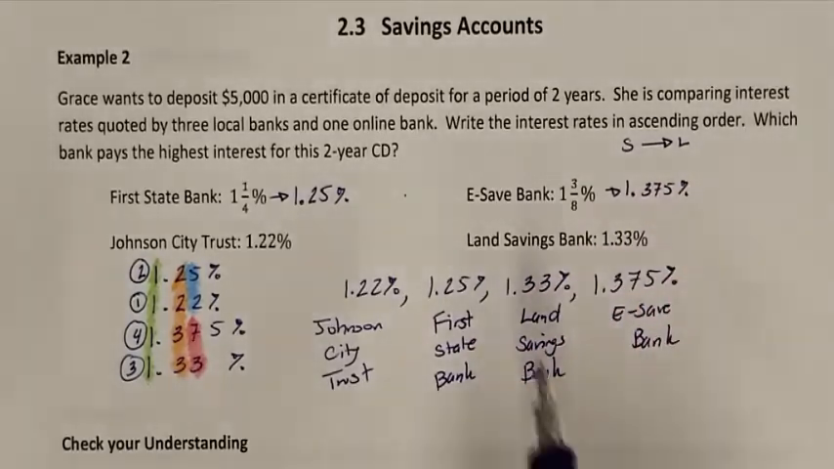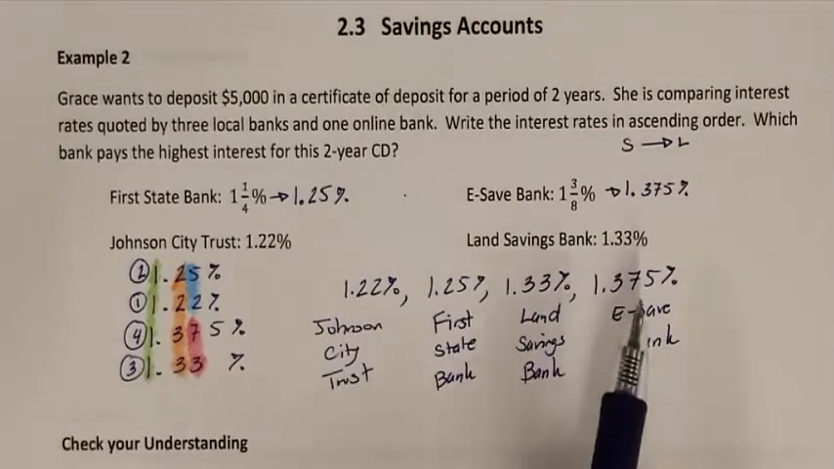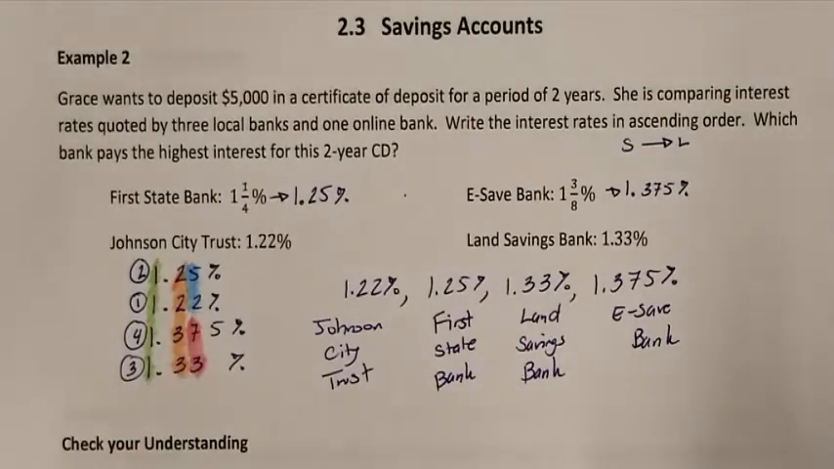So have we answered our question? Write the interest rates in ascending order, smallest to biggest. We did. Which pays the highest interest rate? eSavings does. So eSavings pays the highest interest rate.